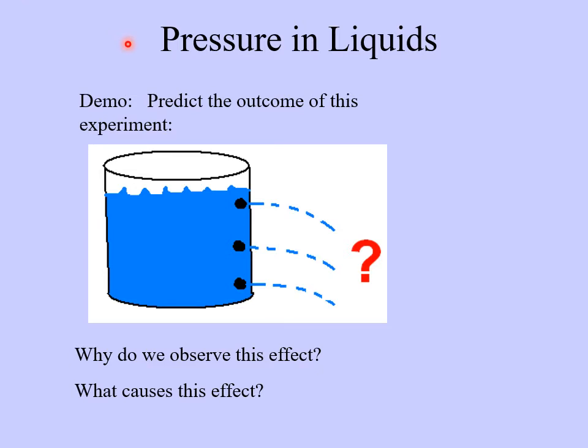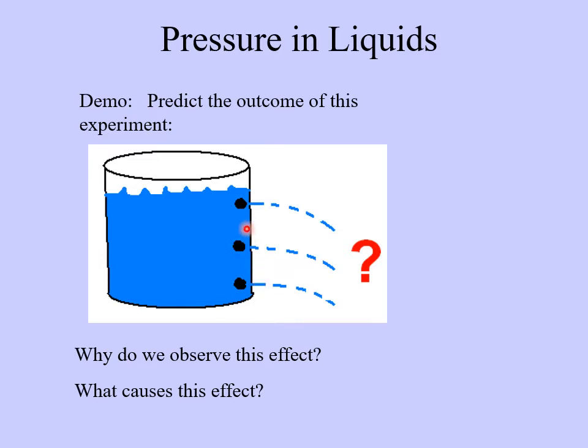So now let's turn to pressure in liquids. Imagine this thought experiment here. What if we took a bucket full of water, and we poke 3 holes in it, one at the bottom, one sort of in the middle, and one right near the top where the surface of the water is. The water obviously is going to squirt out of these holes.